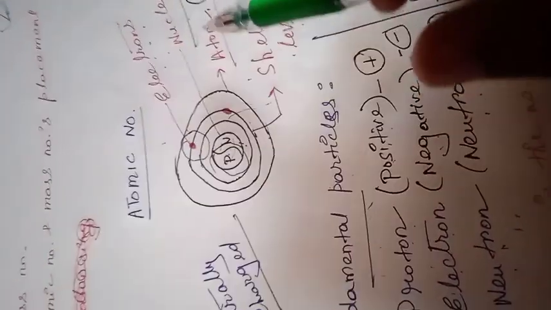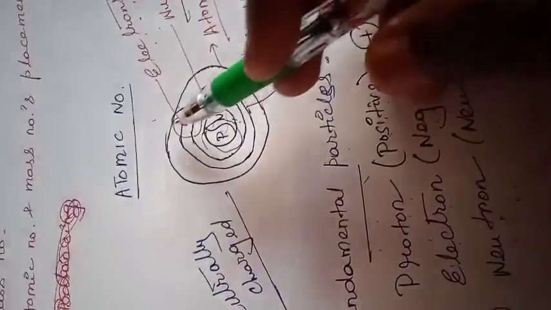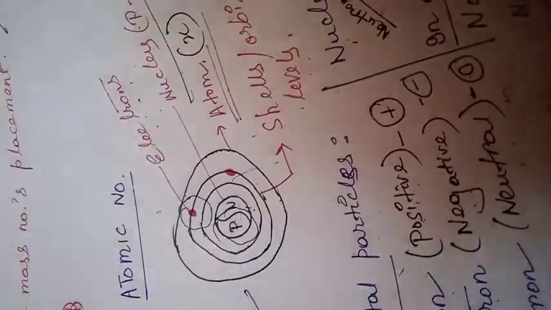Okay, so first we have atomic number. For atomic number, at first we have to know one thing: what are the fundamental particles, what are shells, etc. So for this, let us consider an atom as X.